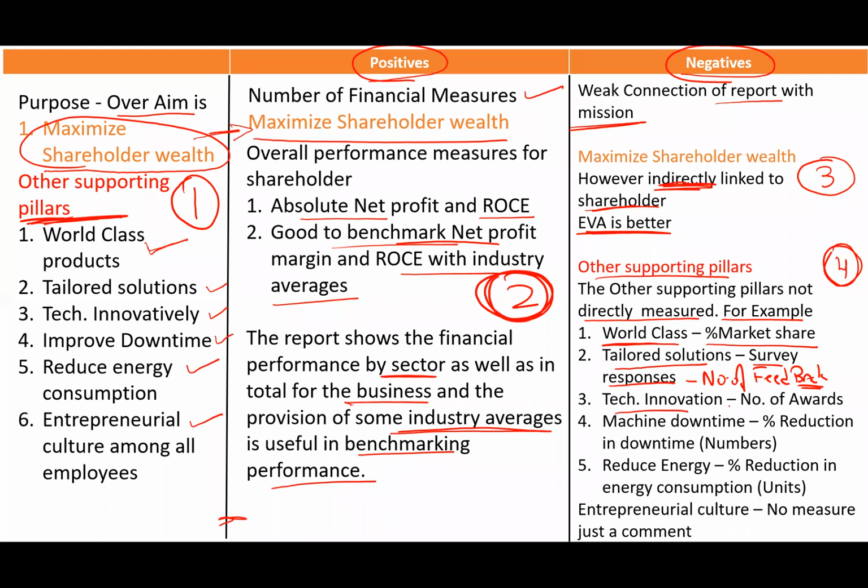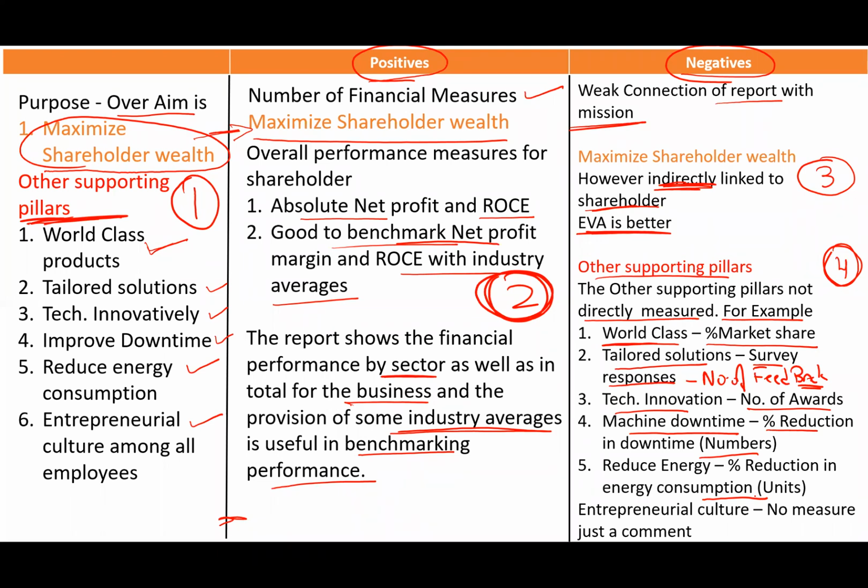Then tech innovation, number of awards. If some information like awards was given here, then we would have said yes. Through awards, we can really understand that we are innovating things and we are using technology at its best. Then machine downtime, percentage reduction in downtime. That is how quickly we have reduced the downtime. So that is measuring machine downtime, right? Then reduce energy, percentage reduction in energy consumption. Again, we need to have the survey and we need to understand from the customers how many units are being reduced by using our machine. Percentage reduction of that would give us the information about these supporting pillars.